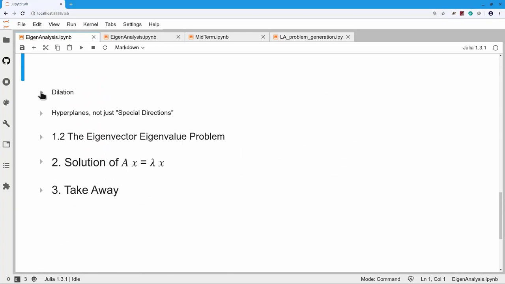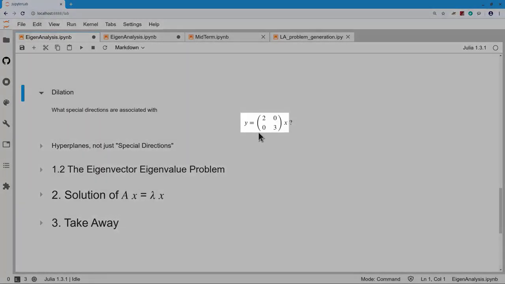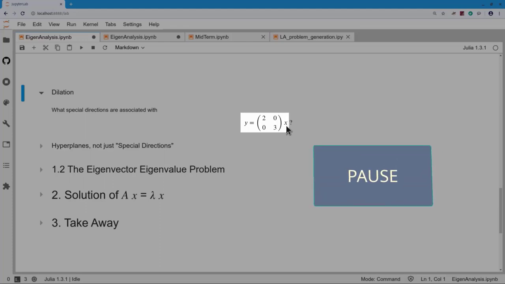Another example is dilation. Look at this example here. y is equal to the matrix [2 0; 0 3] times x. And I have a challenge for you at this point. Pause the video and try and figure out what those special directions are and what the multipliers are associated with them. This time you'll find that the multipliers are not 1, 0, and minus 1, but two other numbers. So please pause.